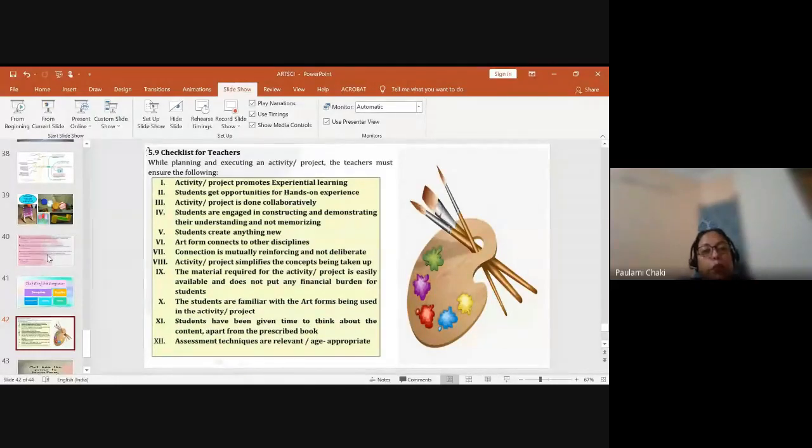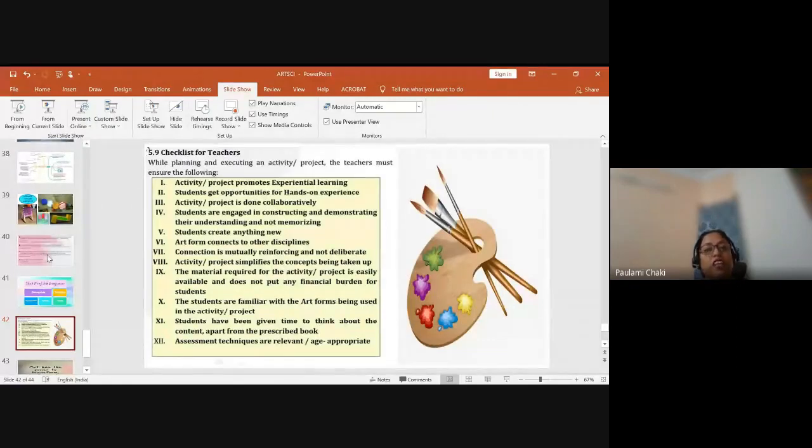Teachers must ensure that the activity or project promotes experiential learning. Students get opportunities for hands-on experience. It should be done collaboratively. We have to give such types of projects which can be done in collaboration. It can engage the students in constructing and demonstrating their understanding and not memorizing it. That is one thing. Rote learning we have to bid goodbye to. Right? When students create something new, they can connect it to different disciplines, which I have shown you through my slides. The connection should be reinforcing, it should not be deliberate.